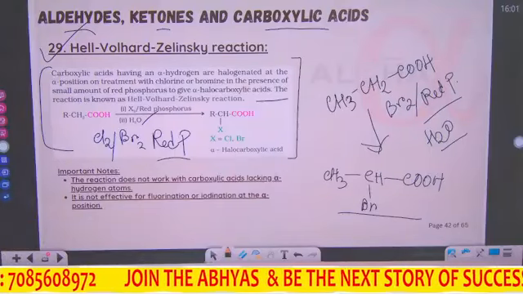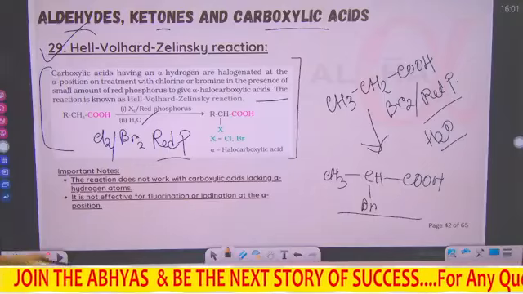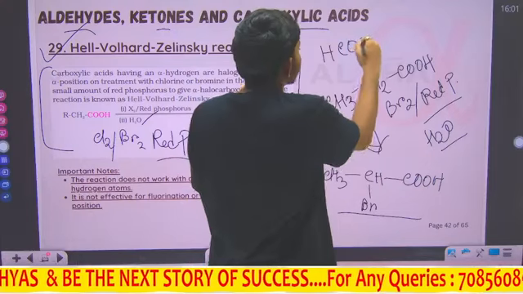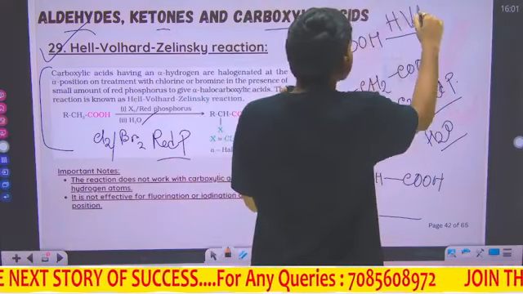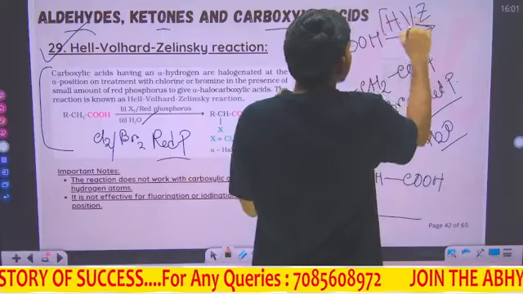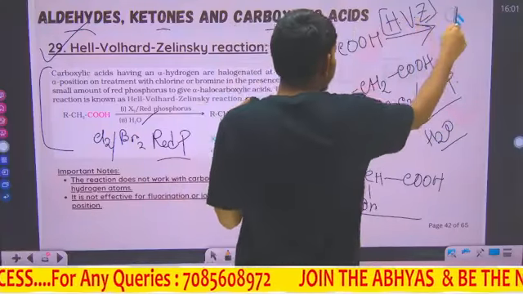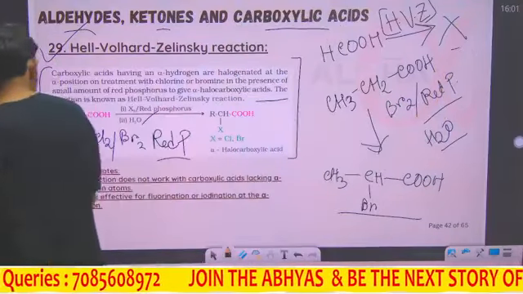What are the important notes? The reaction does not work with carboxylic acids lacking alpha hydrogen. Definitely, Hell-Volhard-Zelinsky, HVZ, will not react with them. No reaction, no alpha hydrogen.